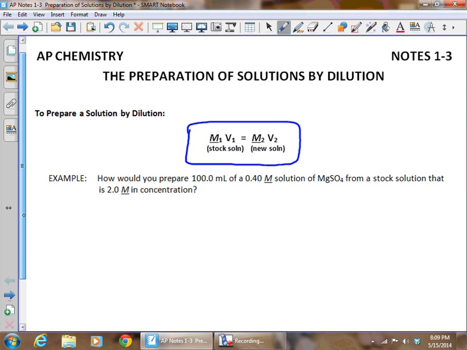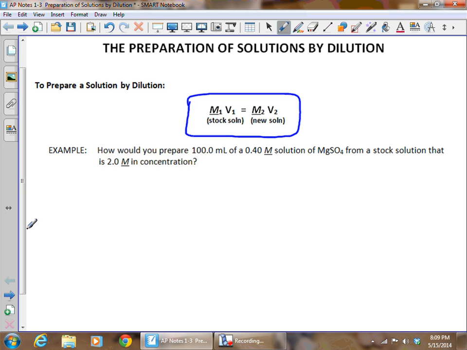It says, how would you prepare 100 milliliters of a 0.4 molar solution? There's our new solution that we're trying to prepare from a stock solution that is 2 molar in concentration. So there's our stock solution. So we need to know how much stock solution we need to get in order to make this 100 milliliters of new solution. So we're going to use our equation.